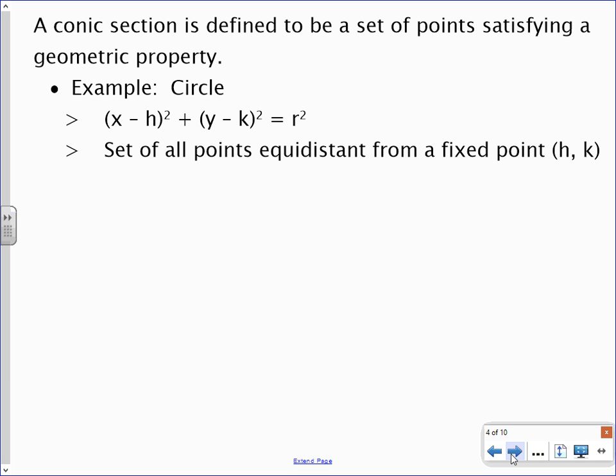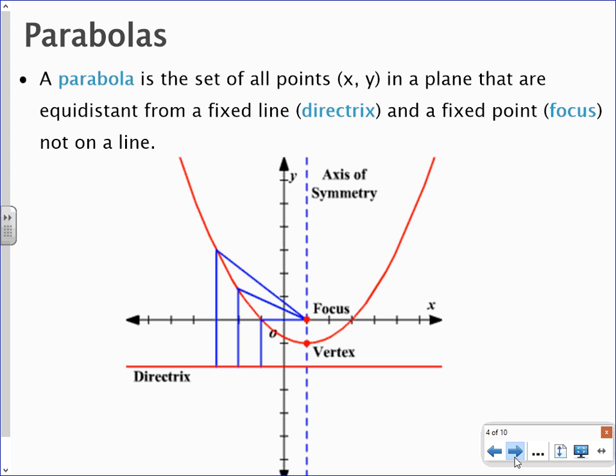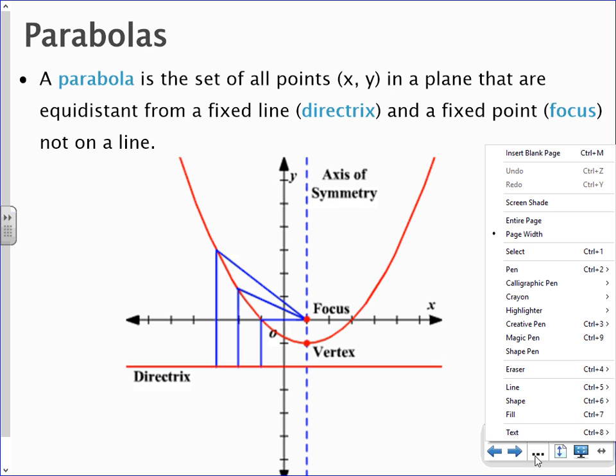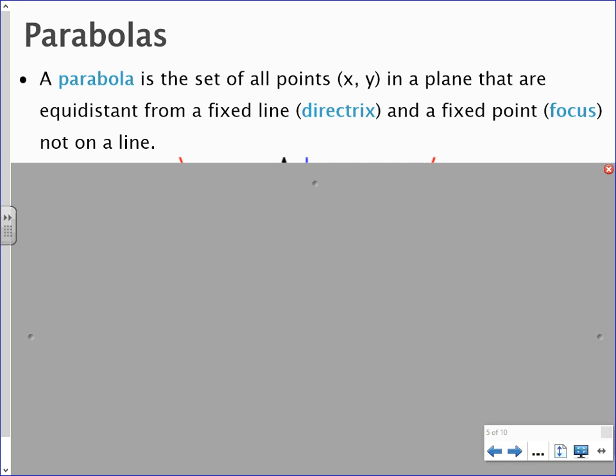What you don't know about parabolas is that there is a line and a point that we don't talk about. But this line and this point are important for things like satellites and light reflection and things like that. So what I'd like you to do first is write this down. Paraphrasing is fine, but a parabola is the set of all points that are equidistant from a fixed line and a fixed point not on the line.